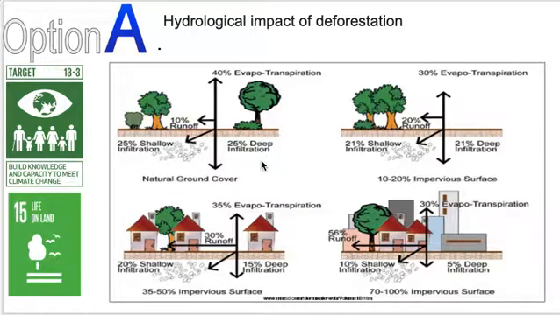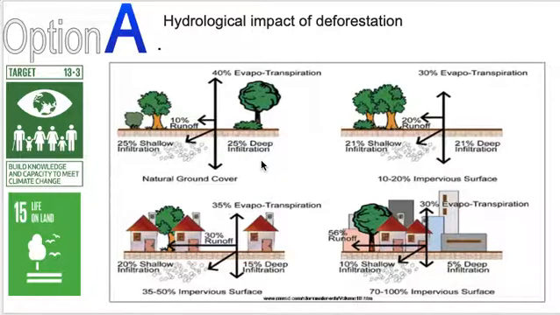Hi guys, and welcome to this Geography IB level option A video where we look at the hydrological impacts of deforestation. SDG targets here that you can link to are 13.3, building knowledge and capacity to meet climate change, and also SDG 15, life on land.